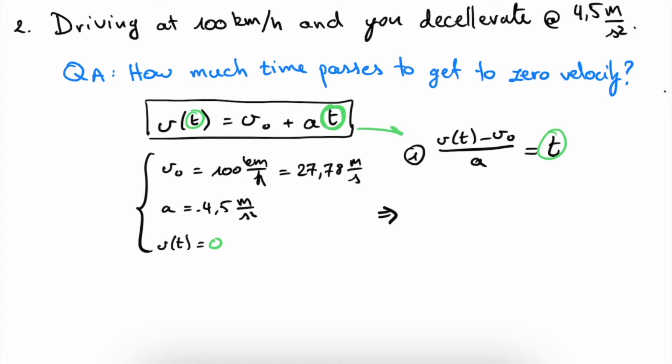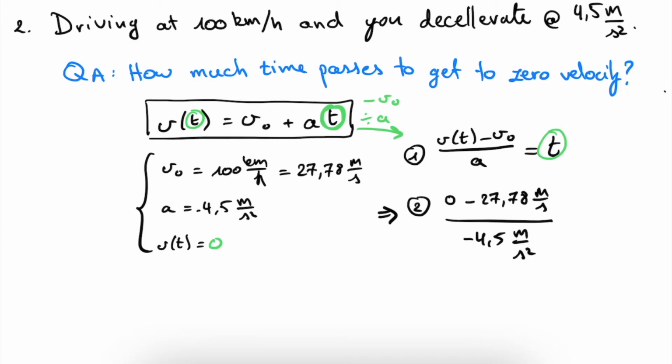Just to be complete, to get from this point to that point, we first subtract v0 from both sides of the equation, and then we divide by a. And that's how we get to this equation here. And now we can just fill this in. So we get v(t) is 0 minus 27.78 meters per second, because that's our v0. And then we divide it by minus 4.5 meters per second squared.